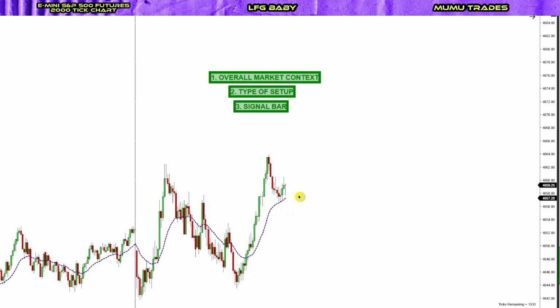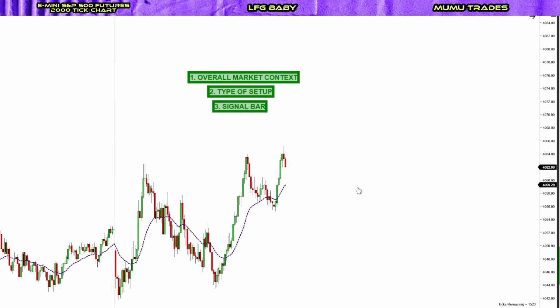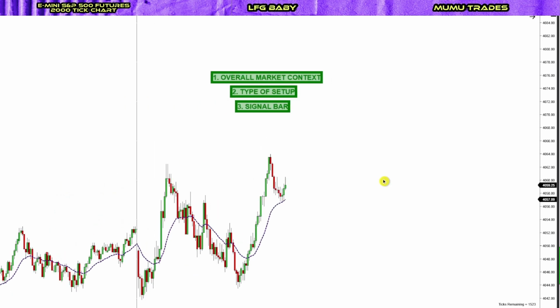So I'm going to preface this by saying that the three main things you must consider before taking a trade is, one, what's the overall market context? So what direction should you be trading, AKA long, short, where price is likely headed. Two, the type of setup. We're going to be going over exactly the different setups with examples as I react to the price action on the chart. So stick around for that.